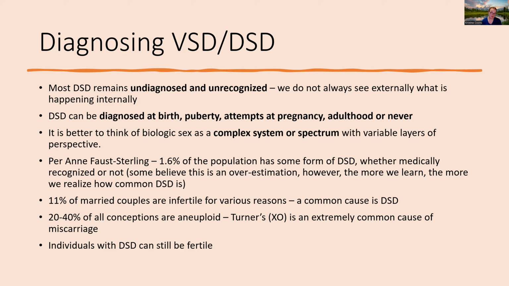Turner's in and of itself is an extremely common cause of miscarriage, or the representation of missing a Y chromosome or X chromosome is extremely common in miscarriage. And it is also very important to recognize that people who have differences of sexual development can be fertile. It is not uncommon for that to be the case.